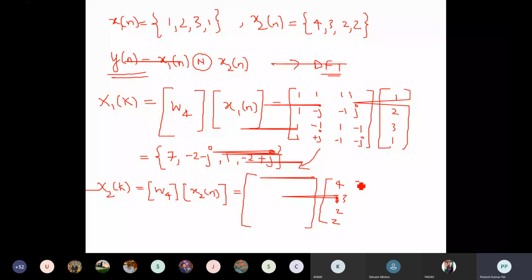And after multiplication and adding, we will get x2k. So that will be 11, 2 minus j, 1 minus 2 plus j. ठीक है, ये समझ में आया?